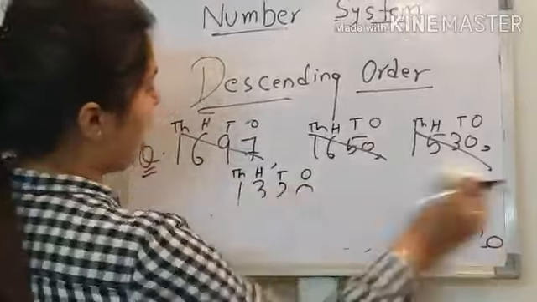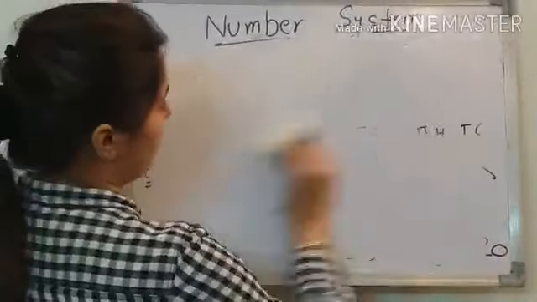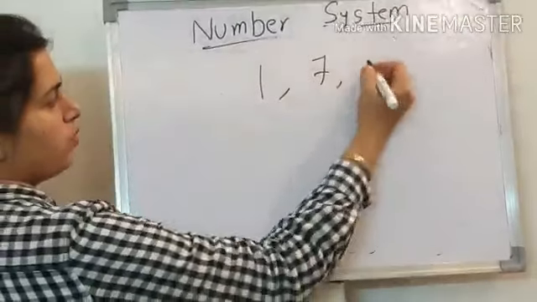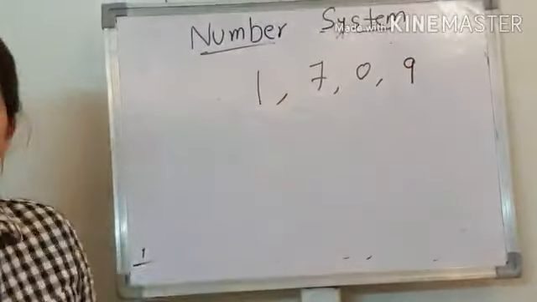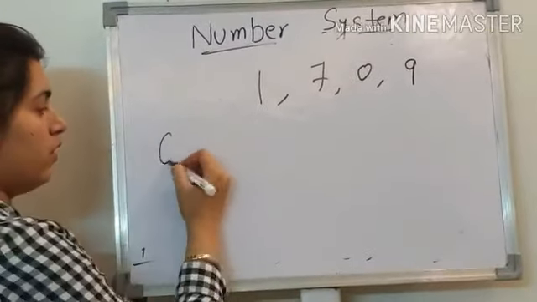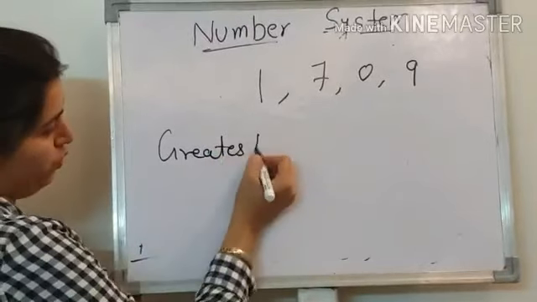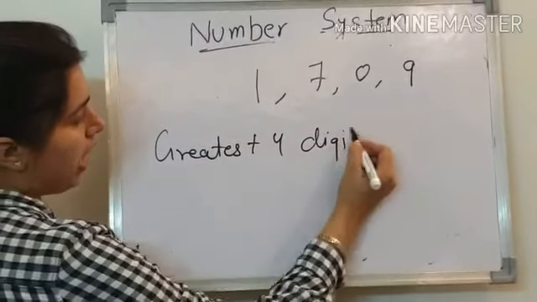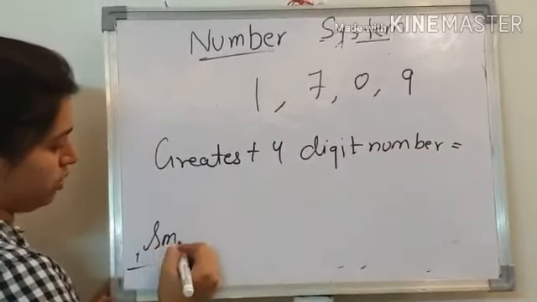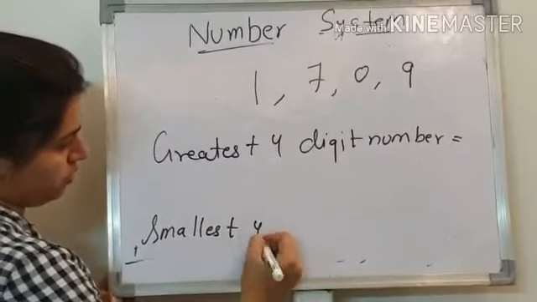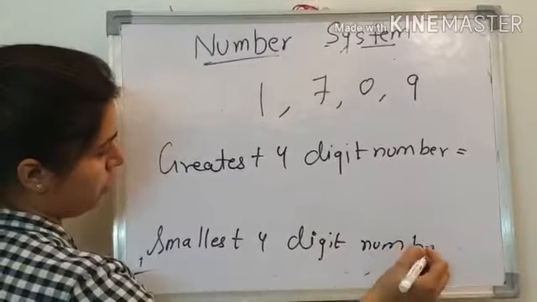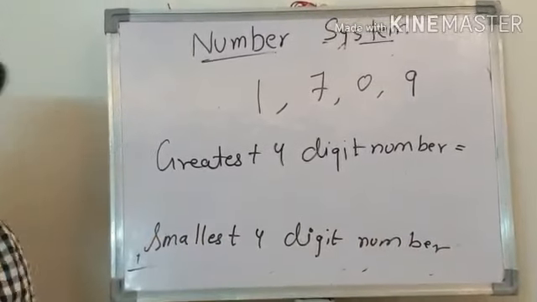Okay, students? Now the last topic. Suppose the digits are given to you. These are the 4 digits given to you, and you have to form the greatest 4-digit number and the smallest 4-digit number. So for the greatest, it is very easy.